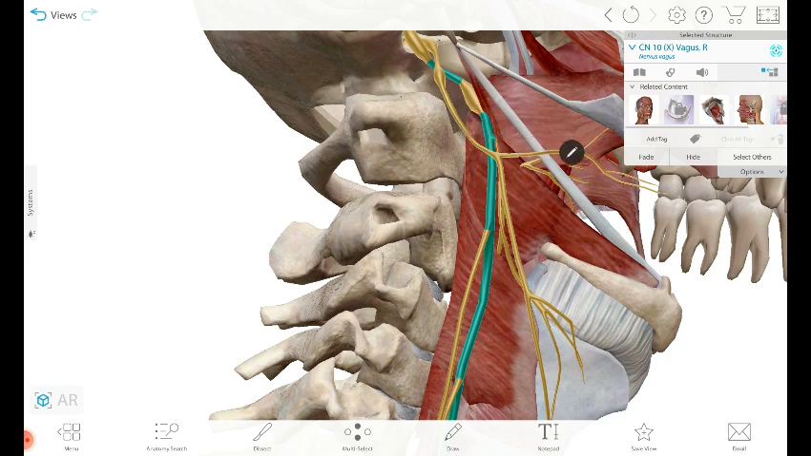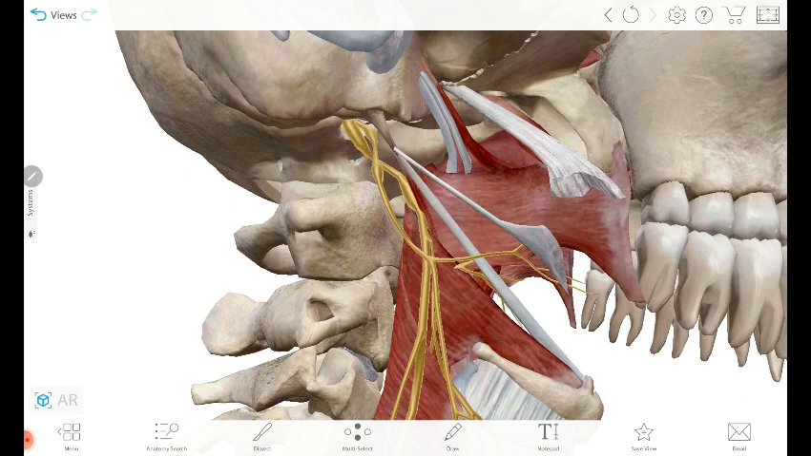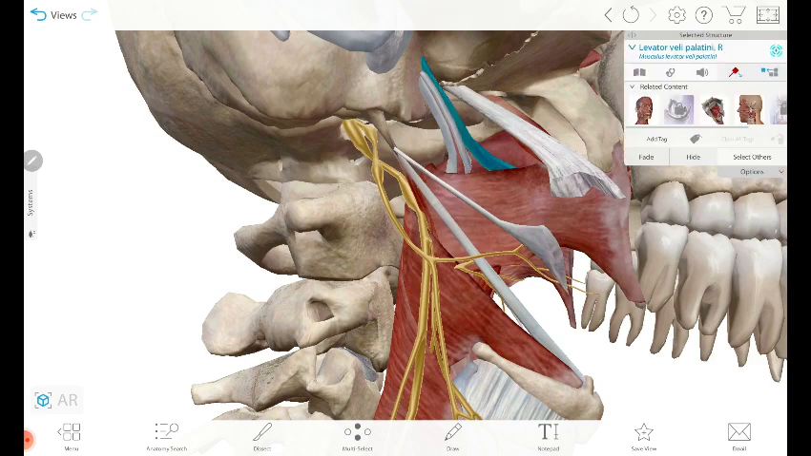Now we will see the structures that pass superior to the superior constrictor muscle. The structures passing superior to the superior constrictor muscle are, first, this is the eustachian tube, and second is this muscle which is known as levator veli palatini. So this muscle over here is levator veli palatini muscle.